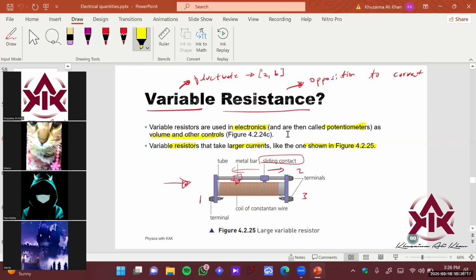They are used in electronics. Basically, I gave an example of a fan. You might have seen in older days, we had fans, and we had a control knob, right? If we move the control knob clockwise, the speed of the fan reduced. If we moved it anti-clockwise, it increased the speed, right?